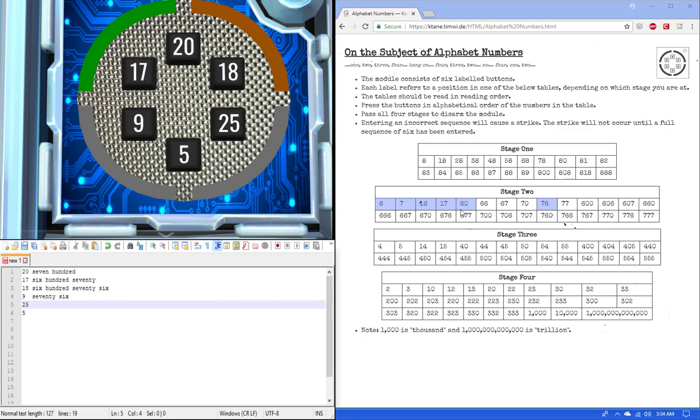Next is 25. Well, that's 14. That's just going to be 28. 765. So this is going to be 767. Then finally we have 5, which is 1, 2, 3, 4, 5, which is going to be 60.